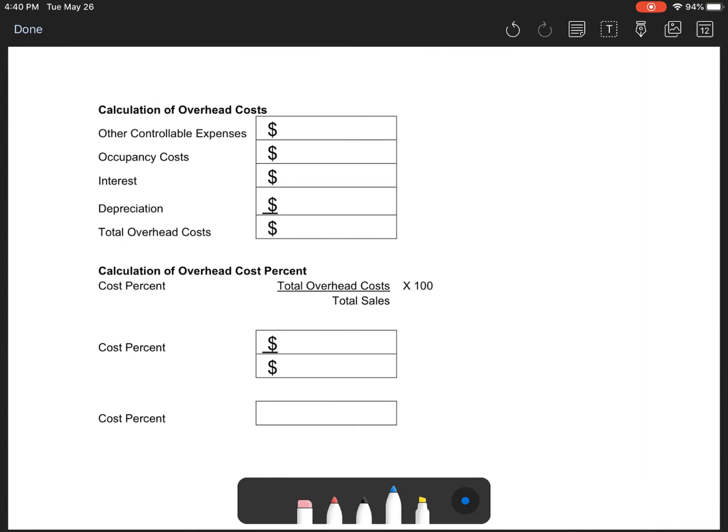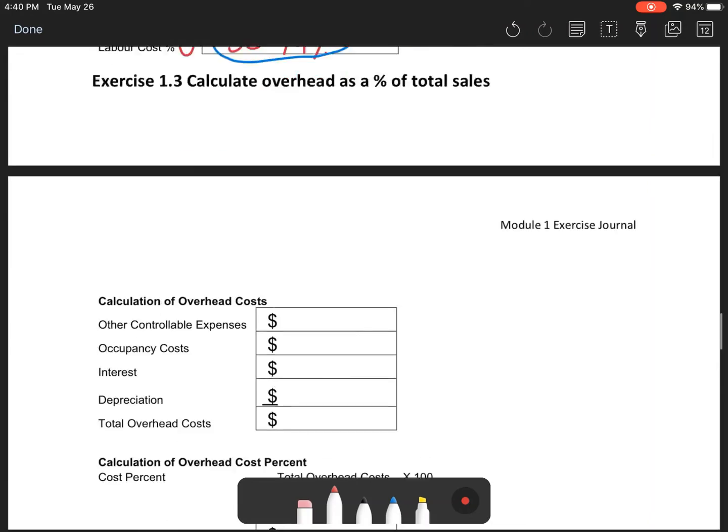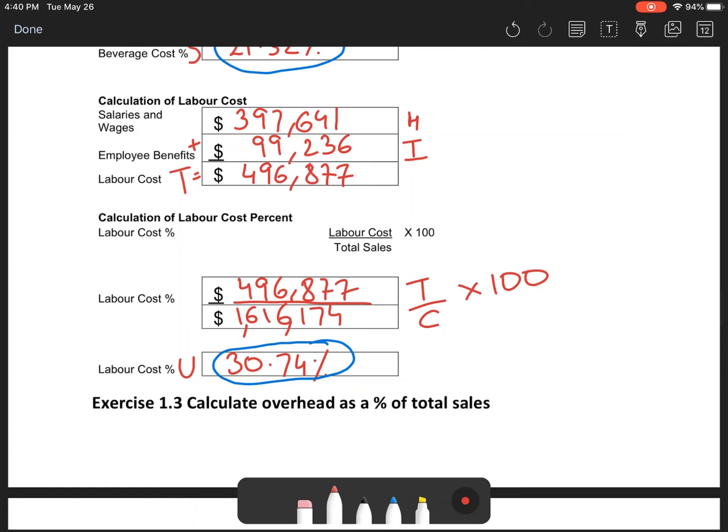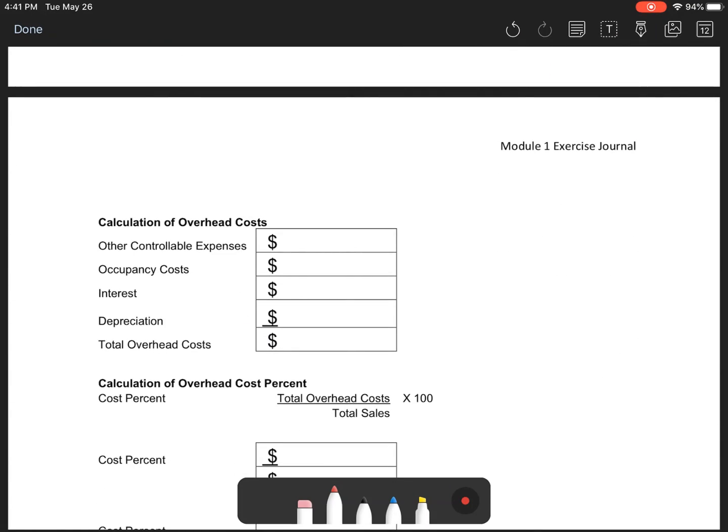So we again have these numbers with us. We know our other controllable expenses. We calculated it earlier. It's been given to us. So let's just again continue the numbering. So labor cost percentage was U. The next alphabet is basically V.